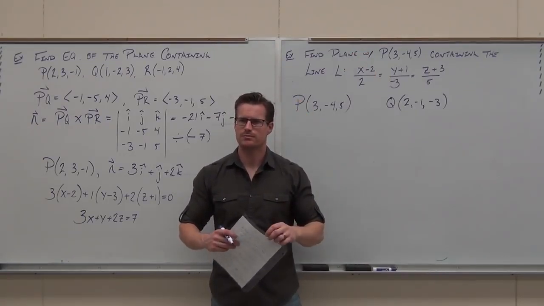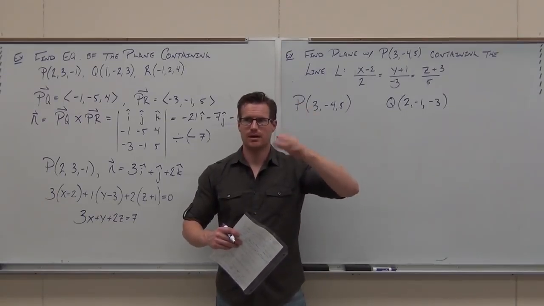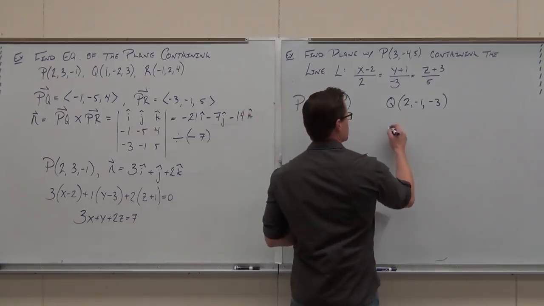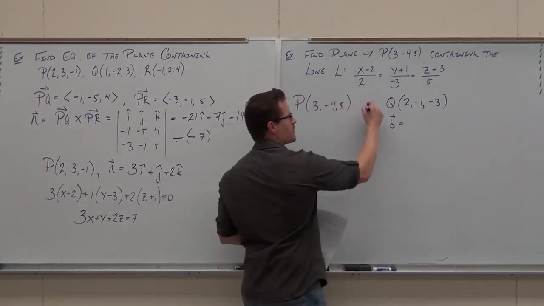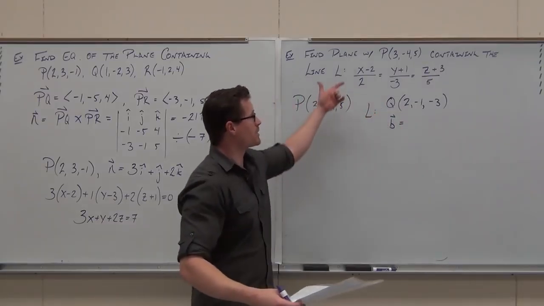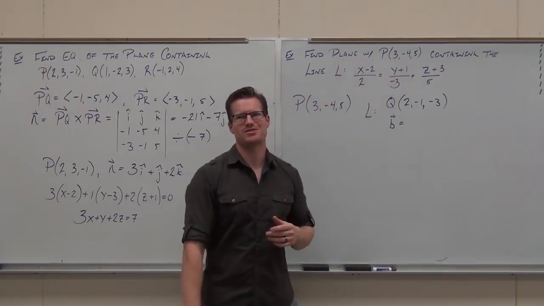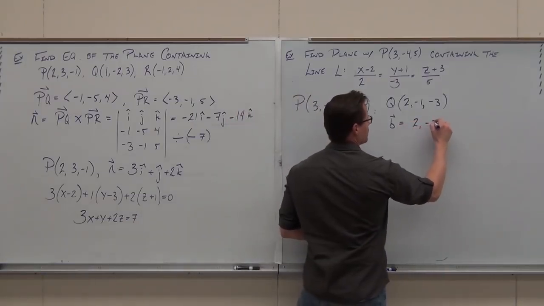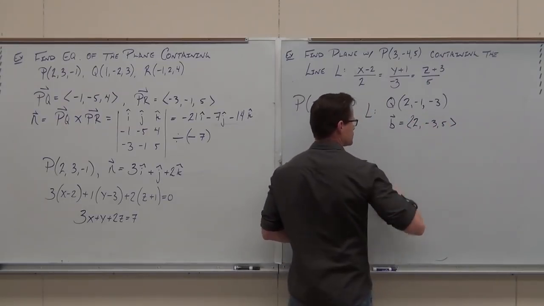What else does the line have? Vector. So if that line is in the plane, that vector can be thought of as contained in the plane. Let's write the vector. I'm going to call it B. So this is from our line. Our line's got a point, 2, -1, -3. Our line's got a vector. You should be really good at finding direction vectors at this point. Come on, like 5 seconds. What's the direction vector for that line? 2, -3, 5. Use the correct notation. It's got to have a bracket.